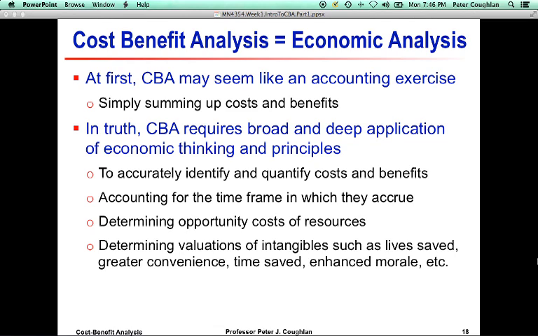Well, economists do have ways that they do that. And so cost-benefit analysis is not just an accounting exercise. In fact, it's an economic exercise. Obviously, I'm an economist, and so that's the sort of approach that we take to cost-benefit analysis.